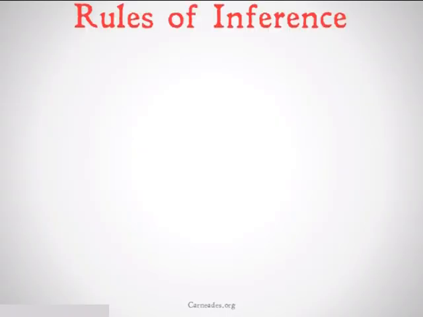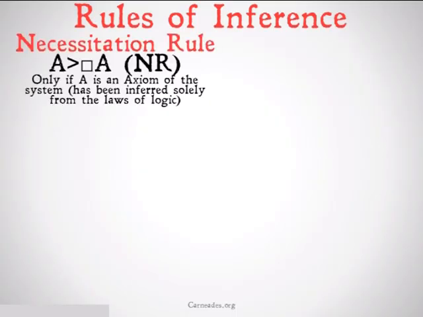So, the rules of inference that we can get out of all of these different systems, let's take a look. There's the necessitation rule. That was one of the first things we learned about. That's A implies it's necessary that A, which can be abbreviated with NR, and this is only going to be allowed if A is an axiom of the system. It's been inferred solely from the laws of logic. You don't want to be using this rule willy-nilly.